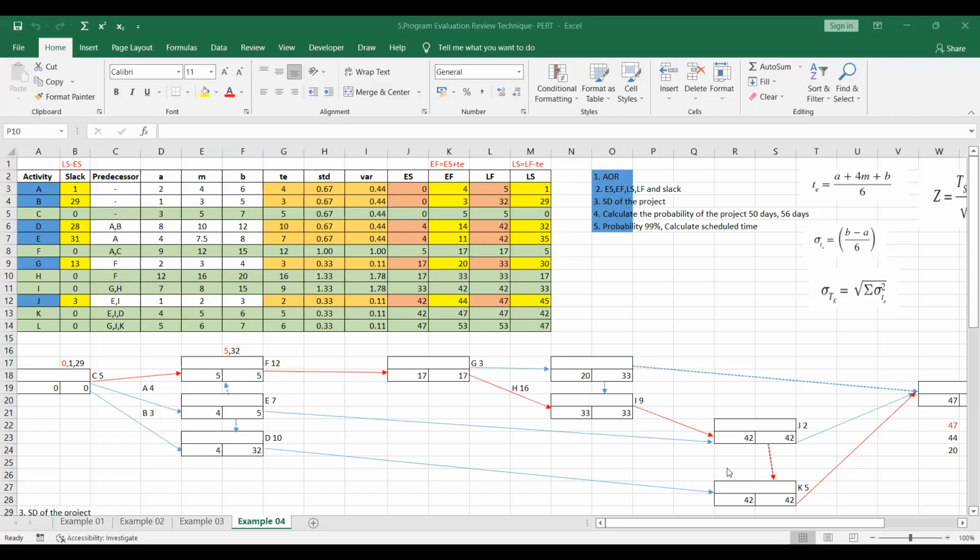So, have you done the calculation parts that we have to do? I think for the standard deviation and calculate the probability of the project and probability of 99%. What is the schedule time? So, have you all taken the answers? So what is the standard deviation of the project?